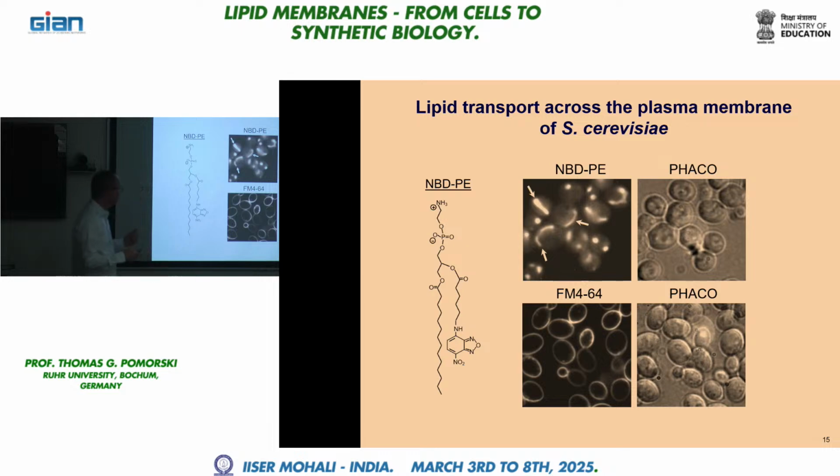Another example is shown here for yeast cells. These are yeast cells, this is phase contrast. Yesterday you heard about microscopy, and one technique is phase contrast, and then you can look under the fluorescent mode to see which of those cells are fluorescent. In this case, this lipid, when you add it to yeast cells, is also flipped and accumulates in the mitochondria. So that's an accumulation, a staining of the mitochondria.